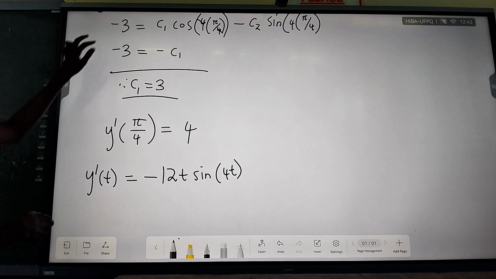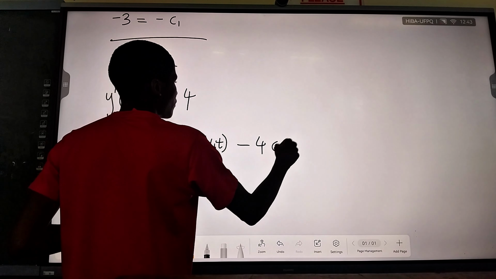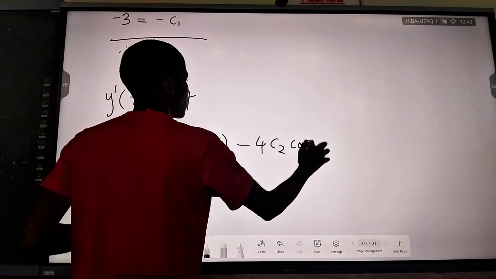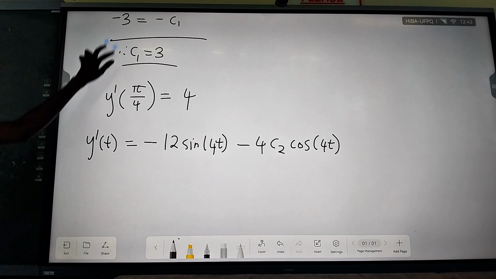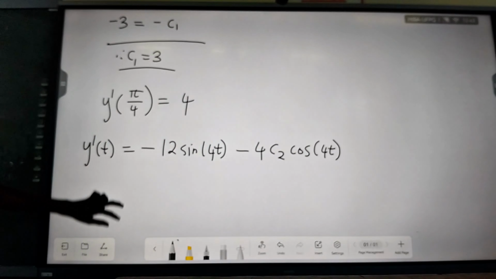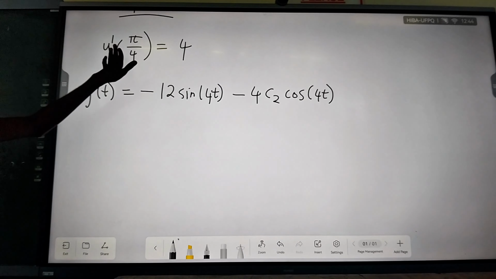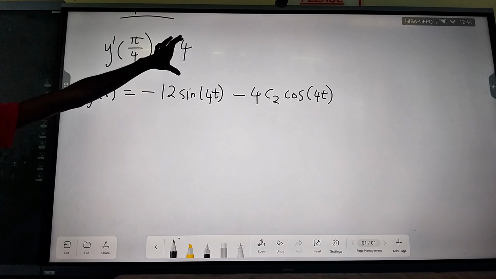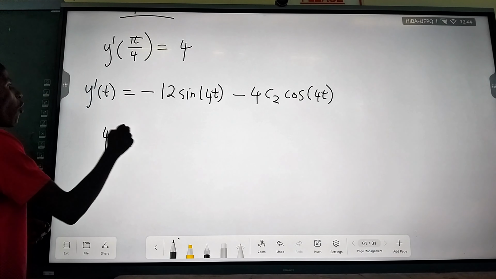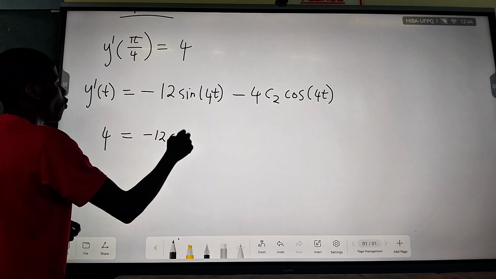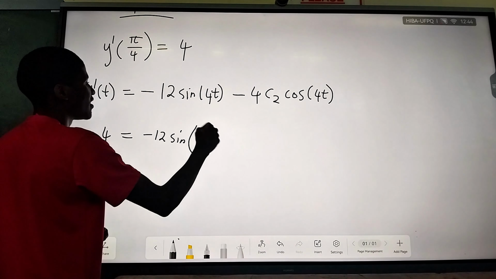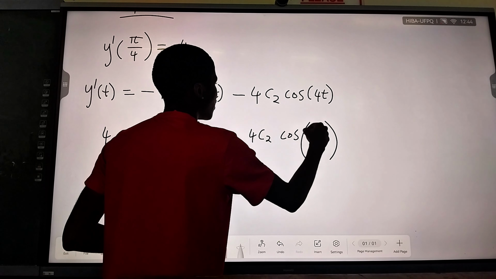And then you differentiate the second part, the c2 part. If we differentiate sine 4t, we get cos, so the total there is minus 4c2 cos of 4t. Please revisit the differentiation there. Now the condition for the derivative: when t is pi over 4, y prime is 4. So where there is y prime you put 4, and where there is t you put pi over 4, then minus 4c2 cos of pi over 4 times 4.